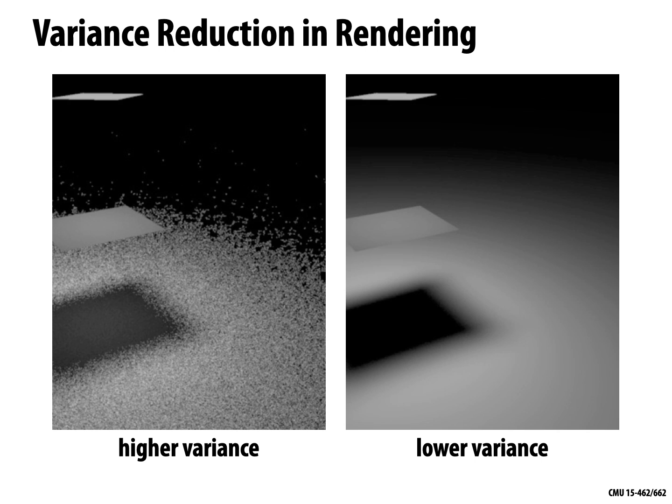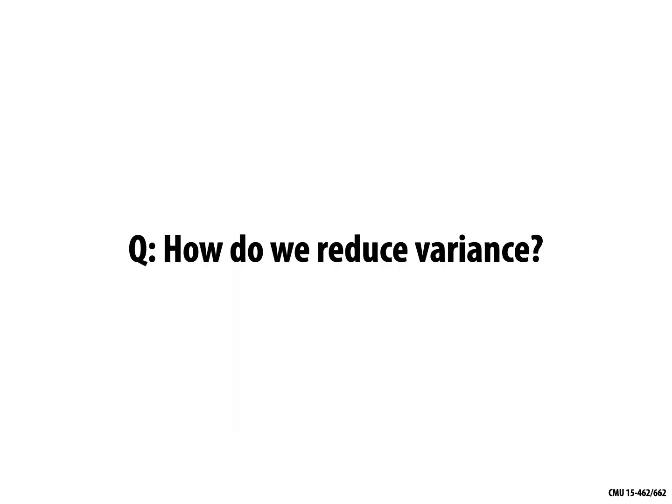It looks like taking a photograph at night. Right? If we come up with better variance reduction strategies, we're going to get much more smooth, beautiful images with much lower computational effort. That's what we really want to talk about today. So, how do we reduce variance?